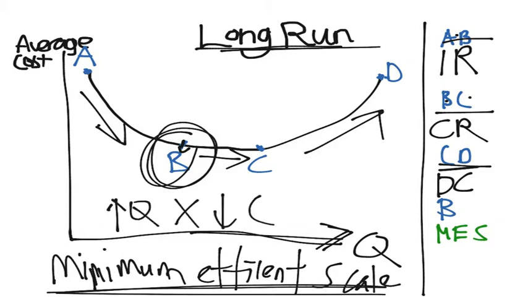Okay, and the definition of this is, the minimum efficient scale is the one size beyond which, for that size of output, there's no more economies of scale. That's what we call minimum efficient scale. Okay?